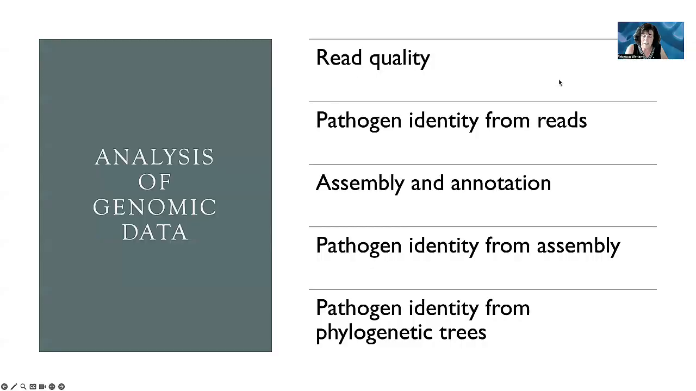During this webinar series, what I want to take you through is looking at the quality of reads, or how well the sequencer did or your isolation did, and pathogen identity from those reads. We're going to then take those reads and assemble and annotate them to give us a genome. We're going to identify the pathogen from the assembly, or from the contigs of that genome. And then we're going to look at phylogenetic trees. We're going to do a somewhat deep dive into phylogenetic trees.